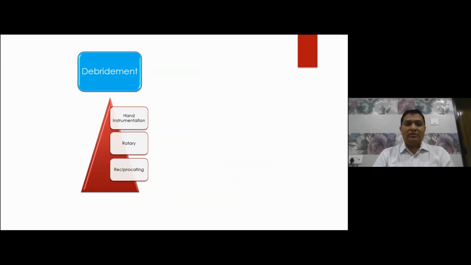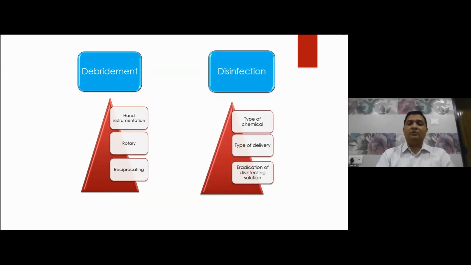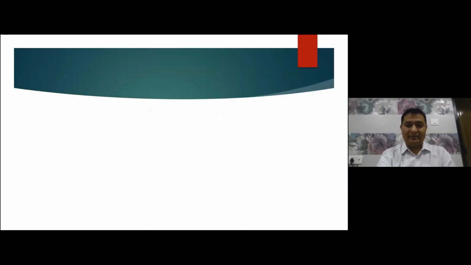Nowadays, the root canal system is debrided with hand instrumentation, rotary and reciprocating instrumentation, while disinfection is done with different types of chemicals. There are different varieties of delivery systems, and after the irrigation, complete removal of the disinfecting solution from the root canal is required.